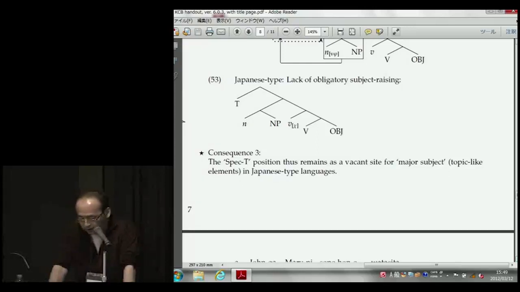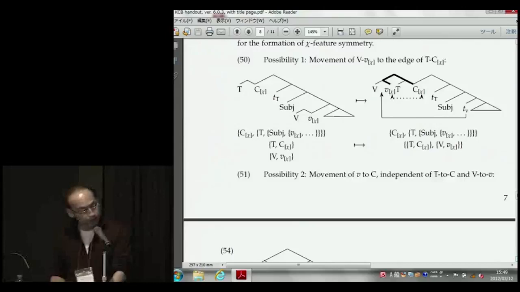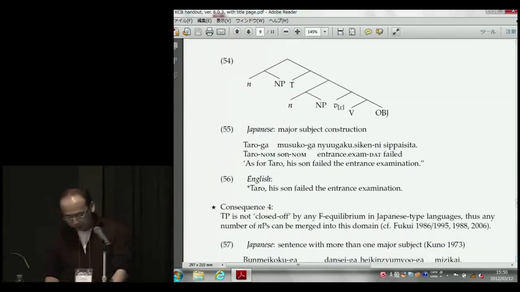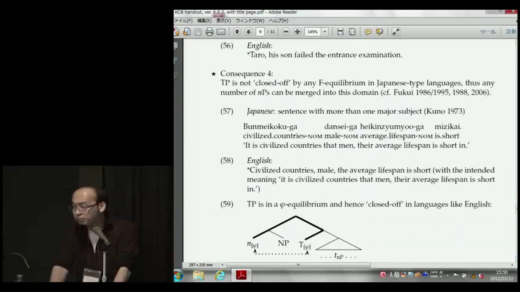The third consequence of phi-feature free syntax is that the spec T position remains as a vacant site for so-called major subject topic-like elements in Japanese type languages. That's exemplified, as illustrated by 54 as opposed to 55. Furthermore, it is predicted that TP is not closed off, in my terminology back then, by any phi equilibrium in Japanese type languages. Thus, any number of little np's can be merged into this domain.